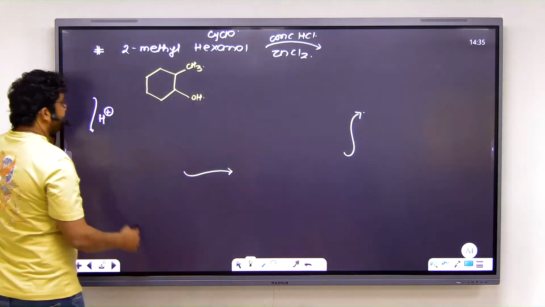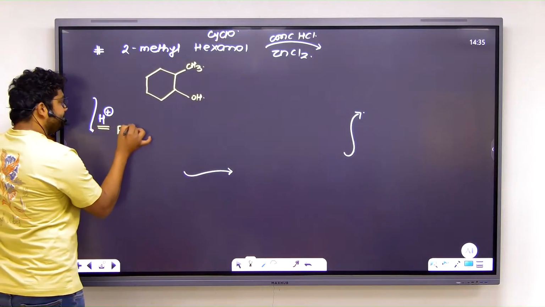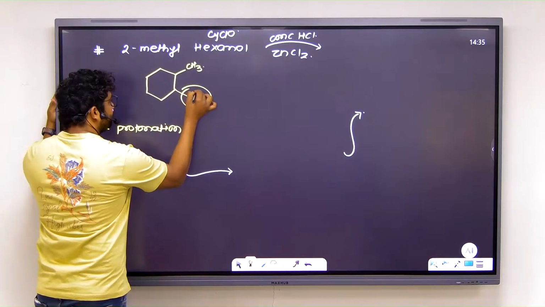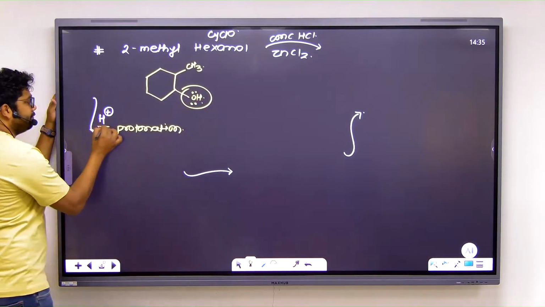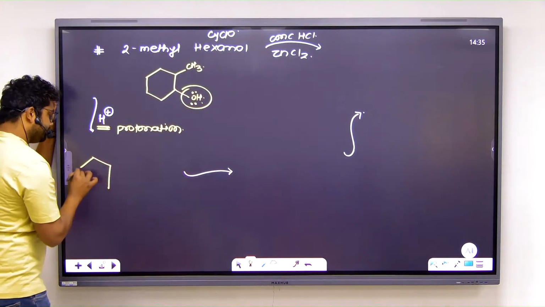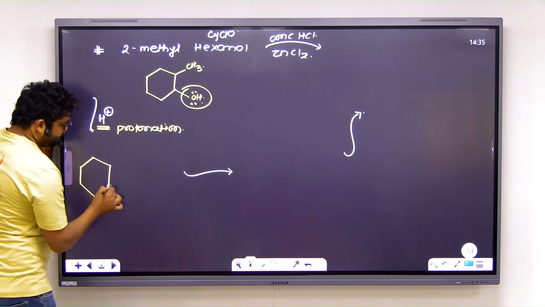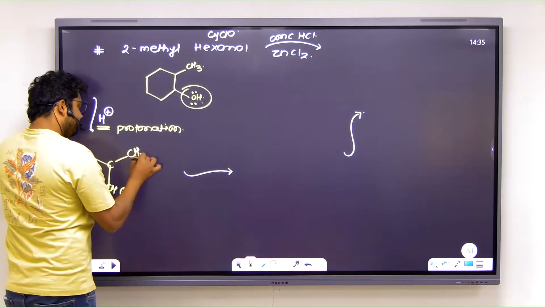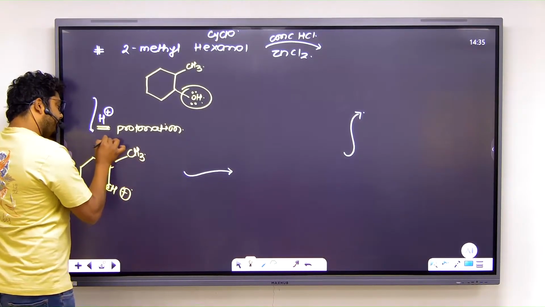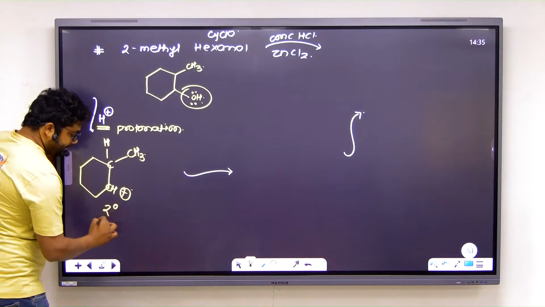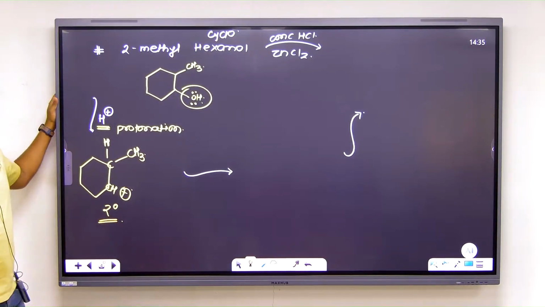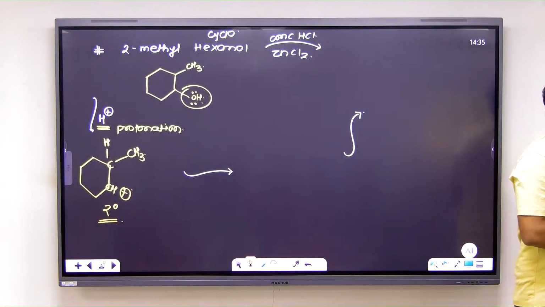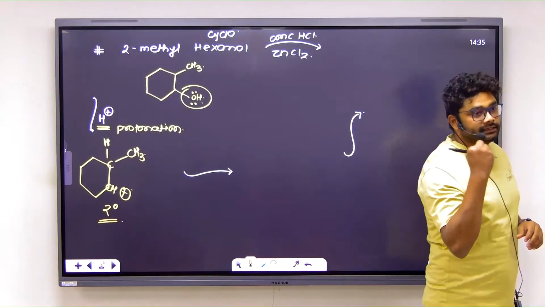2-methyl cyclohexanol. First of all, we'll go for this example. Protonation will follow. Your OH group will be removed with H, and that forms a carbocation. Whenever a carbocation forms, it looks like a secondary one, right? So there is a possibility of the formation of a tertiary carbocation.